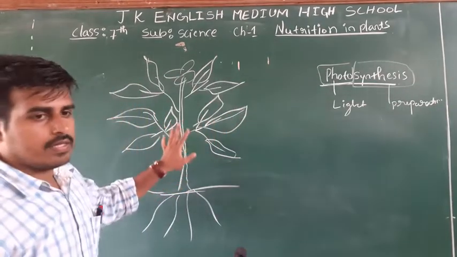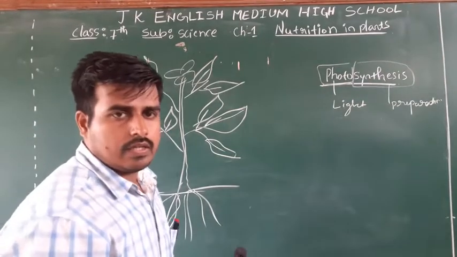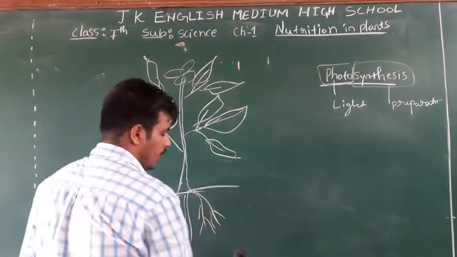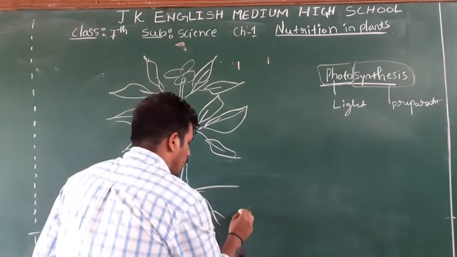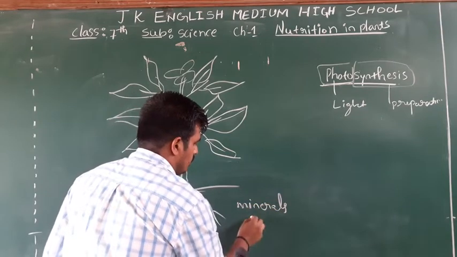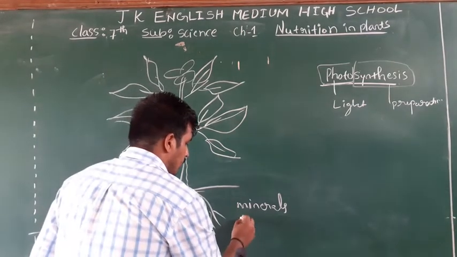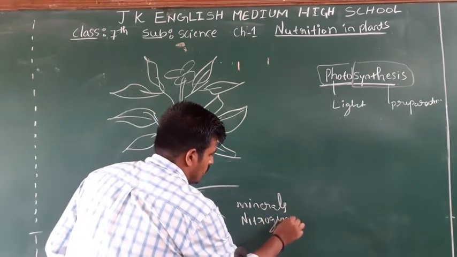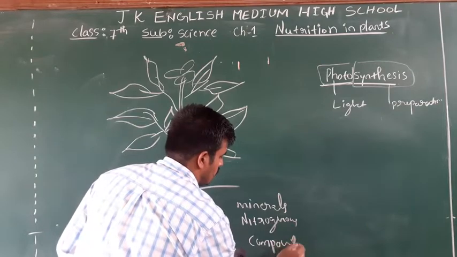So what does a plant do? You all know that plants have roots. The main function of the roots is to absorb water, minerals, many minerals, and especially nitrogenous compounds.